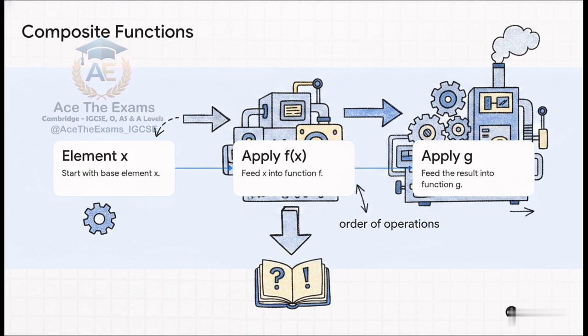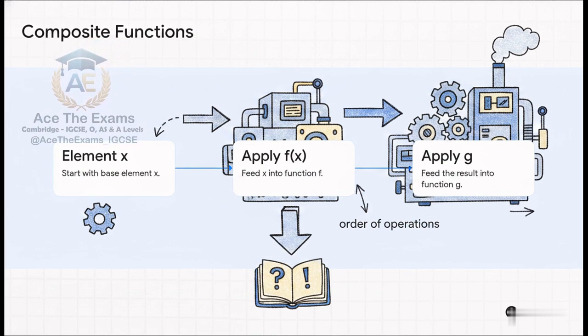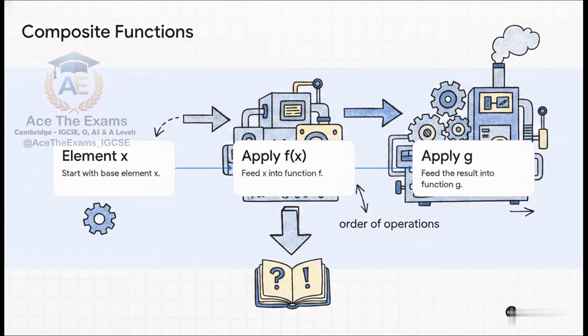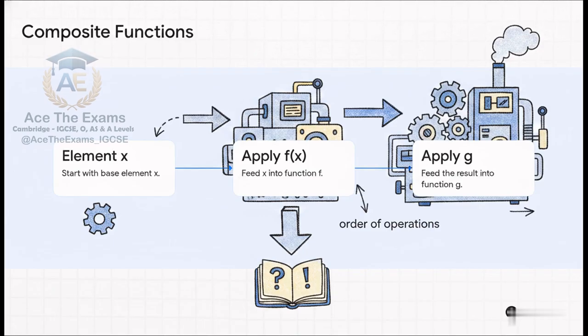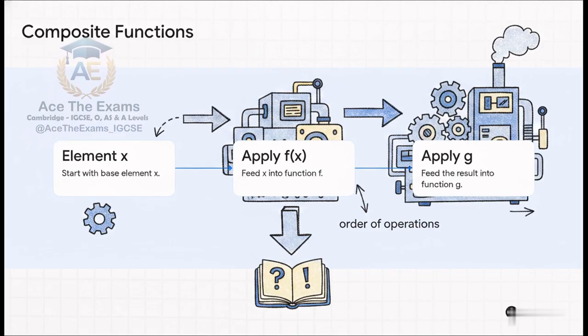When you see GF reverse, your brain naturally wants to read left to right and apply G first. Do not fall for it. The notation GF means you take your element x, apply function f first, and then feed that result into function g. Always work from the inside out.